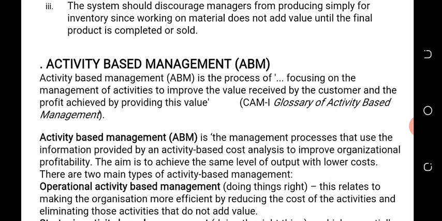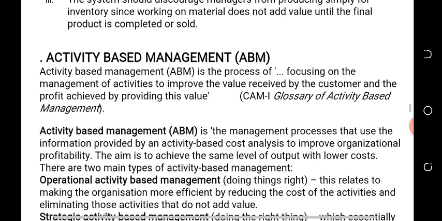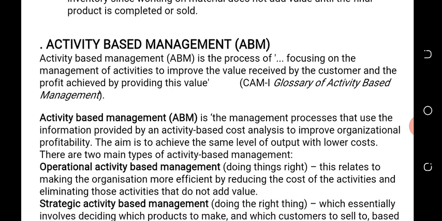Now let's look at activity based management. This is a management technique for activity based costing. Activity based costing is a very important topic when it comes to performance management, because I can normally set questions on activity based costing.